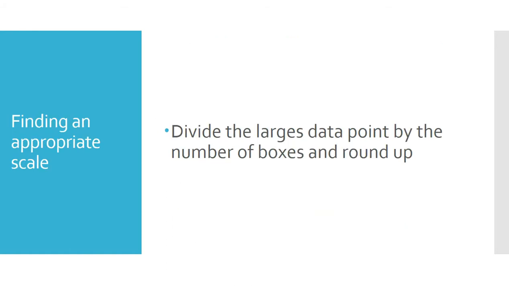So when we need to find an appropriate scale, we're going to take our largest data point. Excuse my typo there. There should be a T after S. You're going to take your largest data point by the number of boxes you have, and you're going to round that up. And I don't simply mean round up to the nearest whole number, but you want to round up to the nearest number that makes sense to count by. So counting by 16 probably doesn't make sense. So if you're rounding 15.75, you're going to round that up to 16. That doesn't really make sense. You probably want to count by 20s.